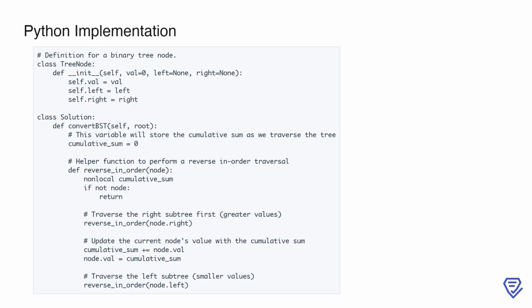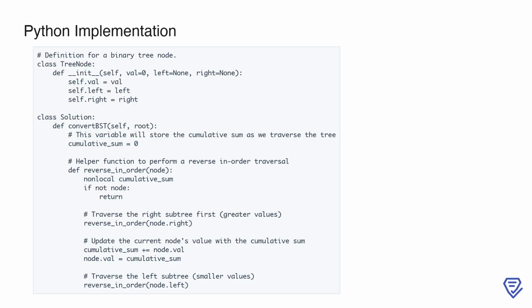The convertBST function is defined, which takes the root of the binary search tree as its input. Inside this function, we initialize a variable called cumulative_sum to 0. This variable will be used to keep track of the running total of node values as we traverse the tree. To perform the conversion, we use a helper function called reverse_in_order. This function implements a reverse in-order traversal, starting with the largest values in the tree, which are found in the right subtree. If the current node is null, the function returns immediately.